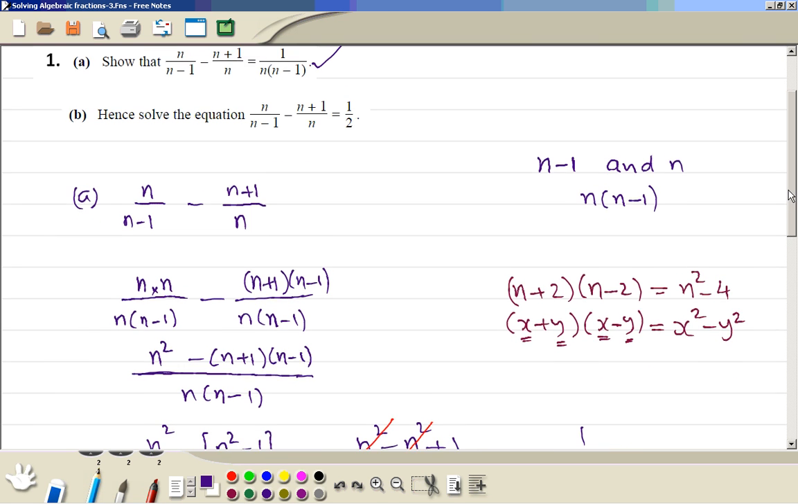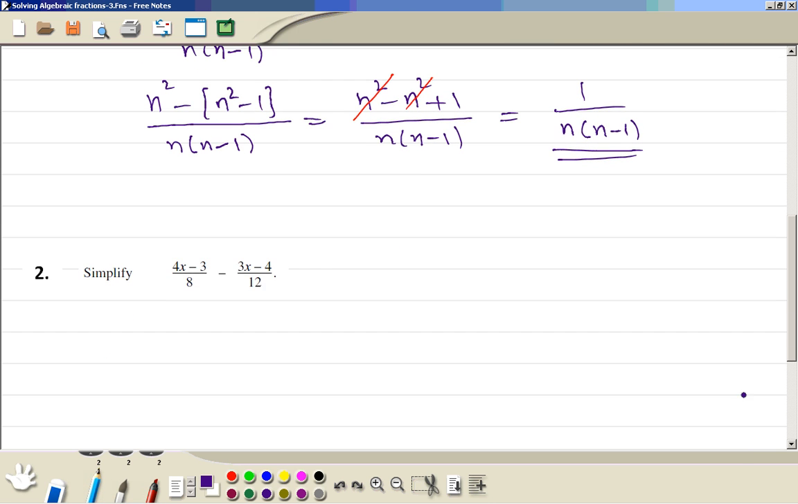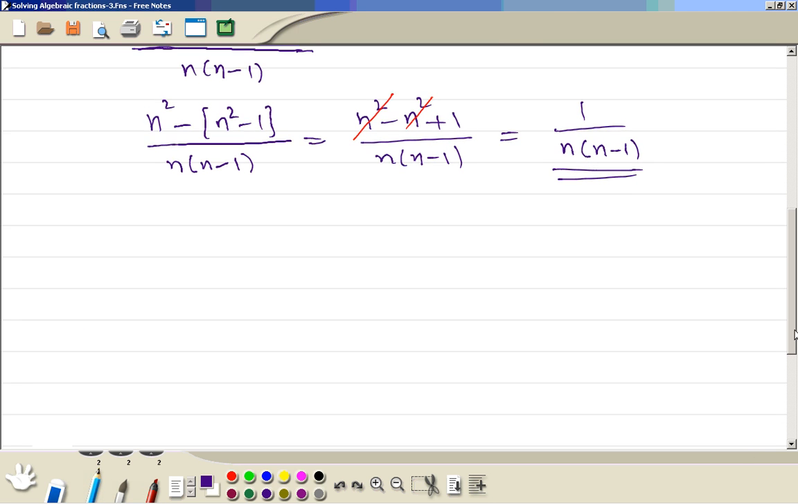Now part B, we're going to solve this is equal to half. So solving 1 over n times n minus 1 on the bottom, equal to half.